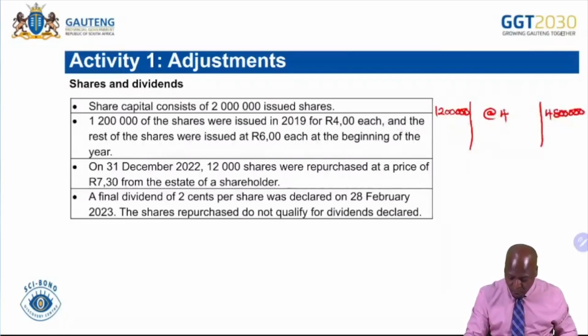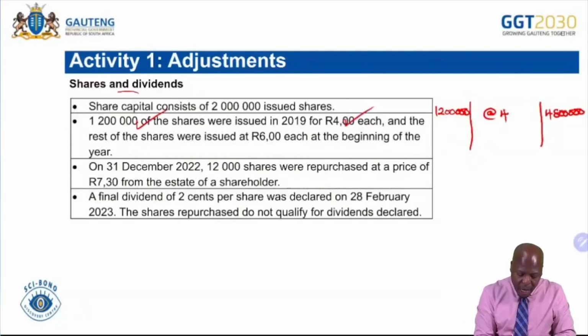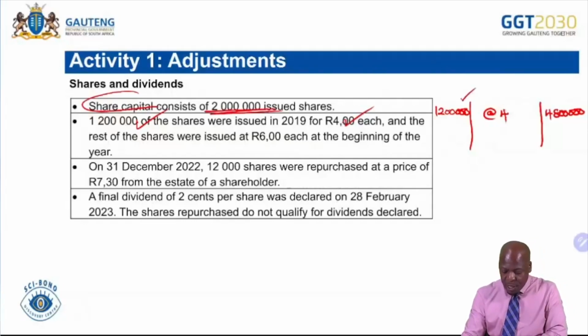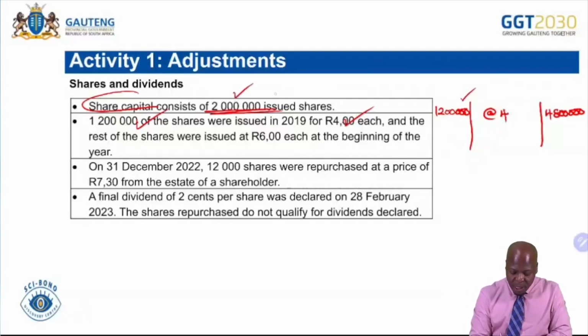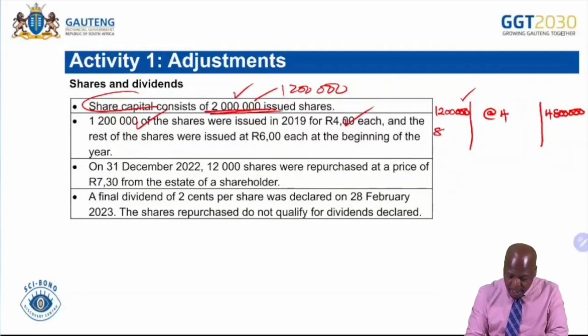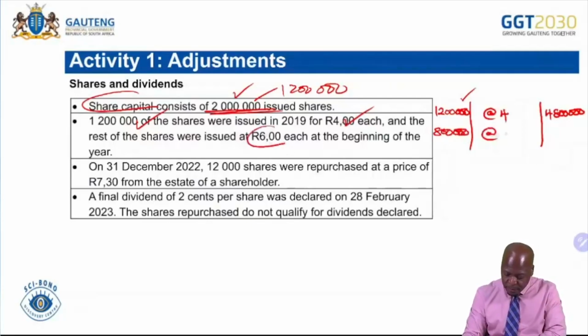You still following me? All right. This is why they say it here. And the rest of the shares, because the share capital consists of 2 million, so the 1.2 was issued at 4 rand, the rest of the shares to make it 2 million. So in other words, I'm saying 2 million minus the 1.2 to give me now 800. So I'm going to come here and I'm going to issue 800, the 800,000 shares were then issued at 6 rand. That will give me again another 4.8 million.